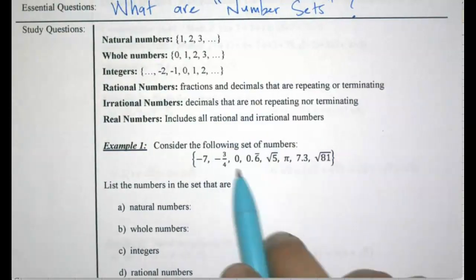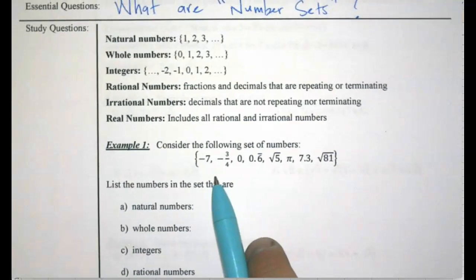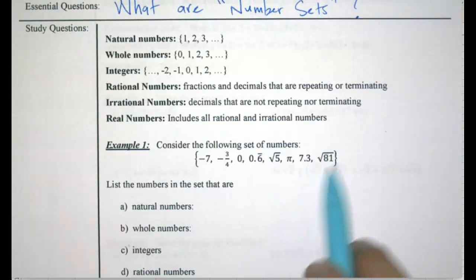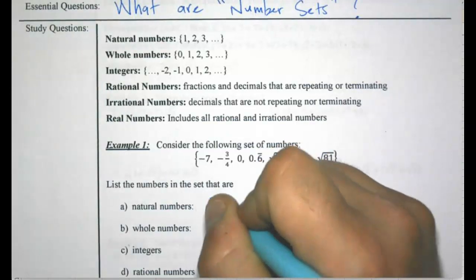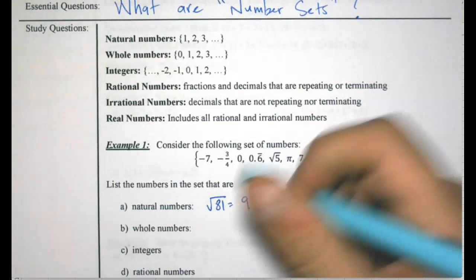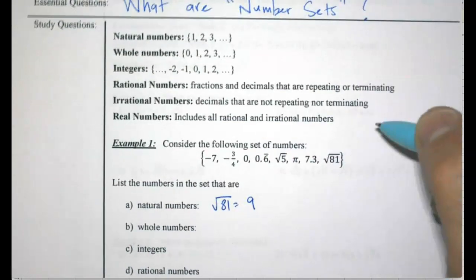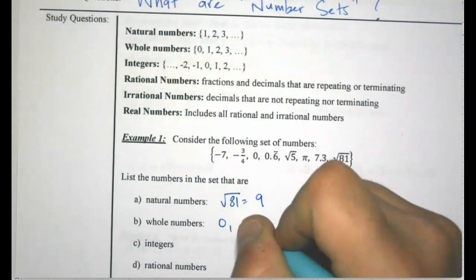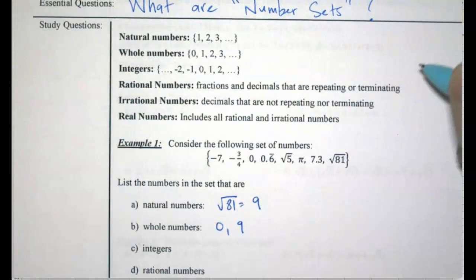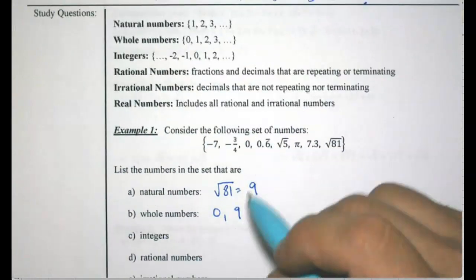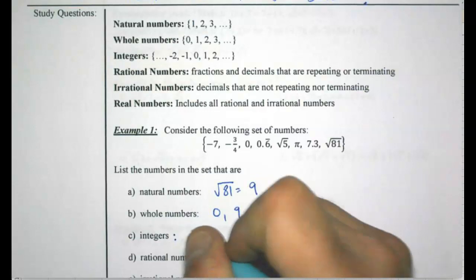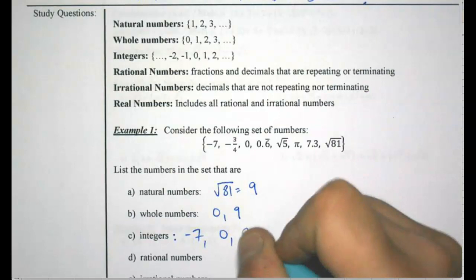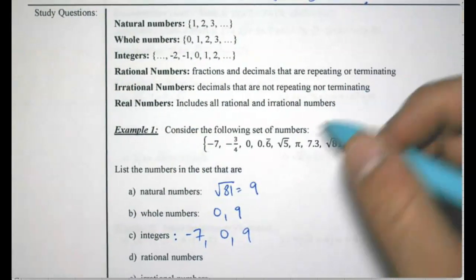So all the numbers that are natural numbers, remember those are all positive numbers, excluding zero, no fractions or decimals. So this one actually qualifies, square root of 81, because that is 9. So square root of 81 actually qualifies as natural. Whole numbers, remember now you're including zero, so now we'll include 0, and we have 9. Integers, remember, are positive or negative numbers, no fractions, no decimals, so -7 works. 0 is an integer. 9, again, is an integer.